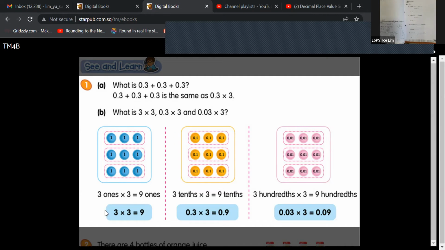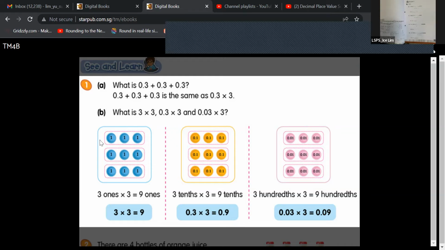Now, we already know by now our times table. 3 times 3 is 9. 30 times 3 is 90. 300 times 3 is 900. And how is that possible? It is simply remembering 3 times 3 is 9, and changing it in the place value.